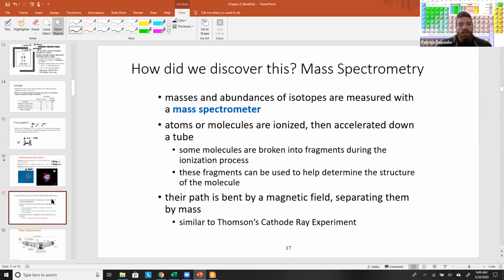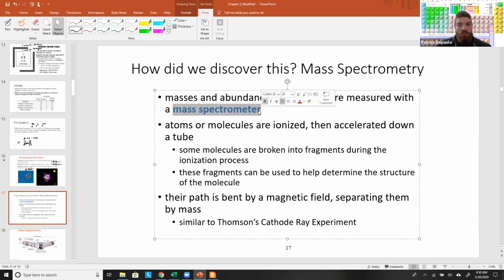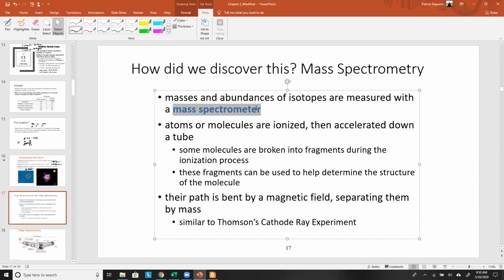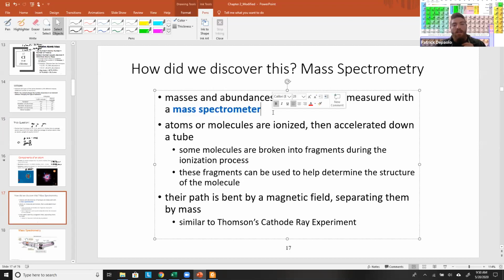Okay, moving on. So how do we discover all this stuff, right? The atoms are so small that we can't detect any of this by looking at it or with basic techniques. So that was changed when we came out with the mass spectrometer. It's actually not a spectrometry method because there's no spectra involved. There's no light, but anyway, they call it mass spectroscopy, the spectrometry.